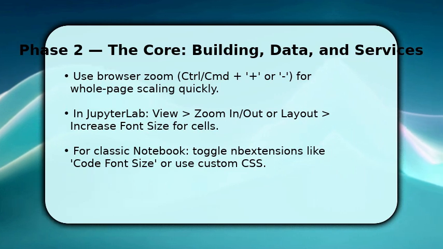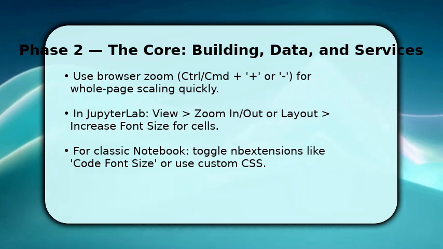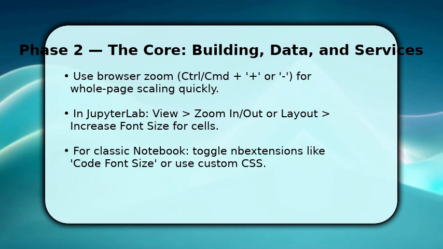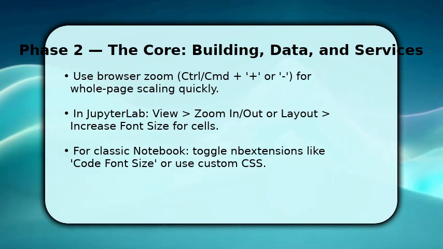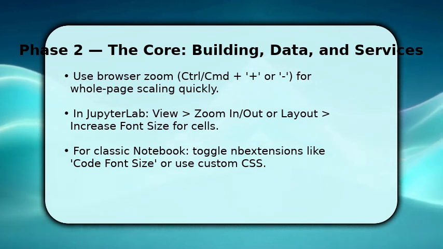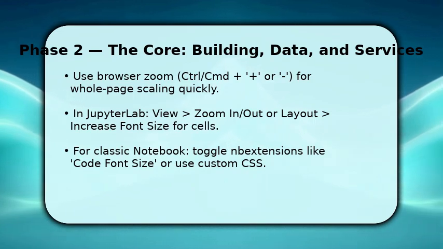For Classic Notebook, enable nbextensions such as code font size, or inject a small custom CSS to scale only cell text if you prefer. This selective approach prevents code wrapping issues while keeping cells readable and aligned.